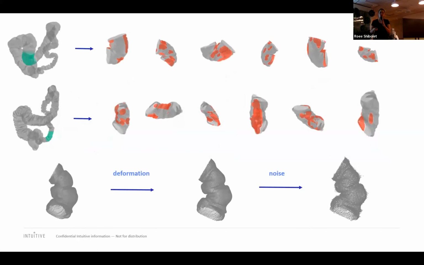What we did is that we split these colons into segments of different sizes. We randomly cropped some holes out of these segments. We added rotation, scale, deformation, and noise augmentation, and like this we managed, from a very limited data set, to generate a relatively varied data set that we could train our network with.